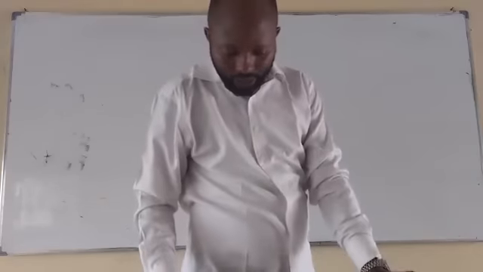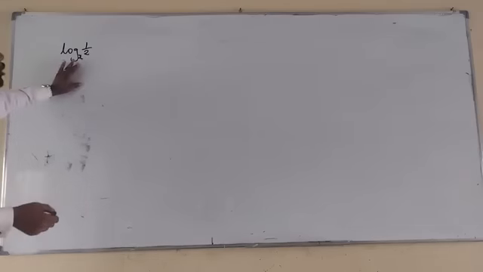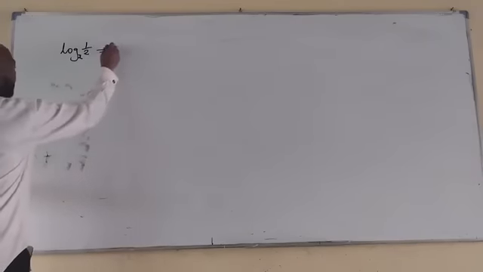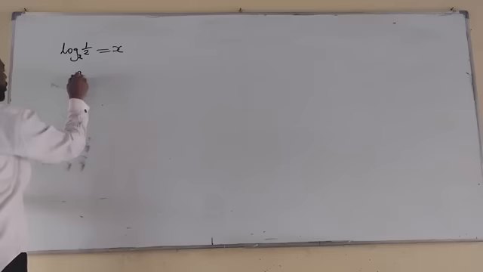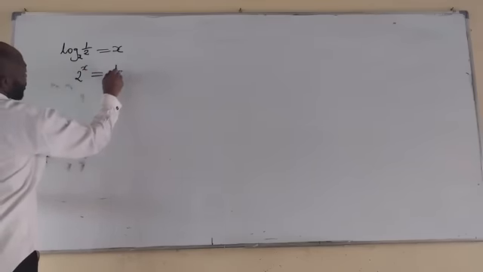Let's take log half in base 2. Log 1/2 in base 2. So we're looking at the number of times 2 can be raised to give us 1/2. So we equate that as x. This gives me 2 raised to the power of x is equal to 1/2.